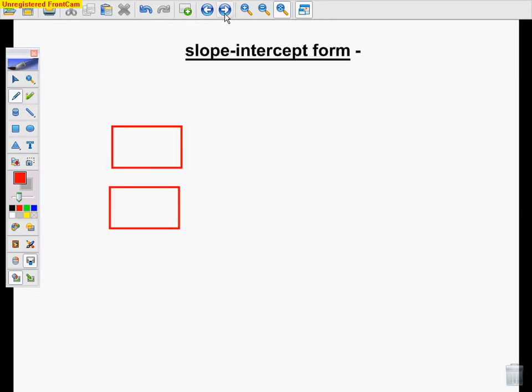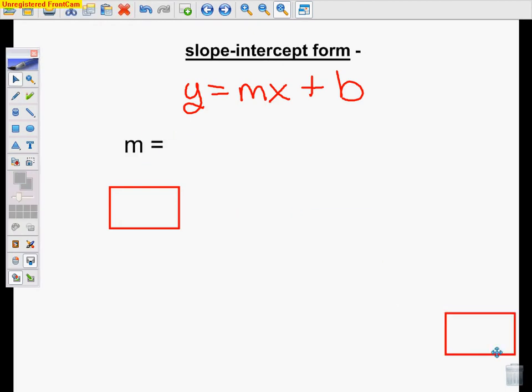Alright, let's move on. Slope-intercept form. I've heard many of you guys talk about what slope-intercept form is. And slope-intercept form really is the formula y = mx + b. That's slope-intercept form. In slope-intercept form, we know m stands for what? M stands for the slope.